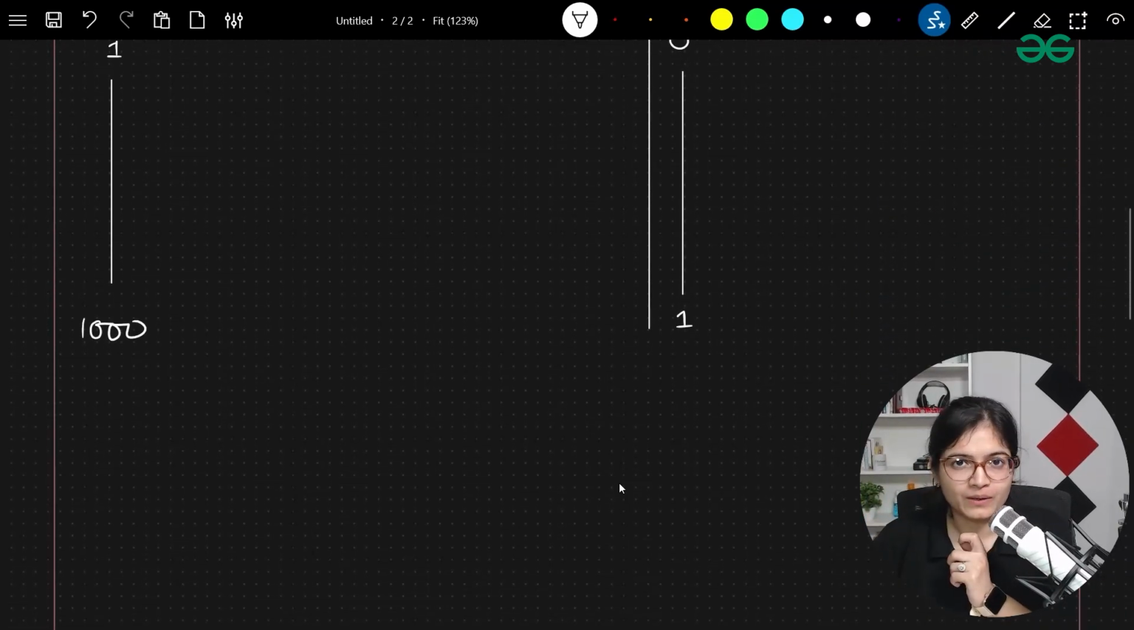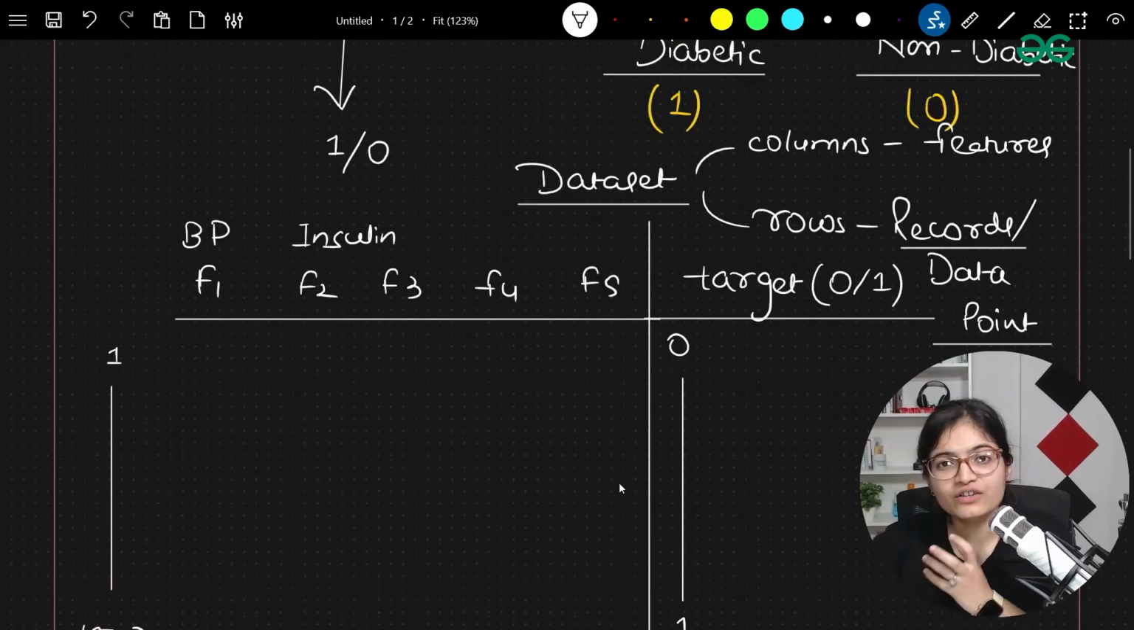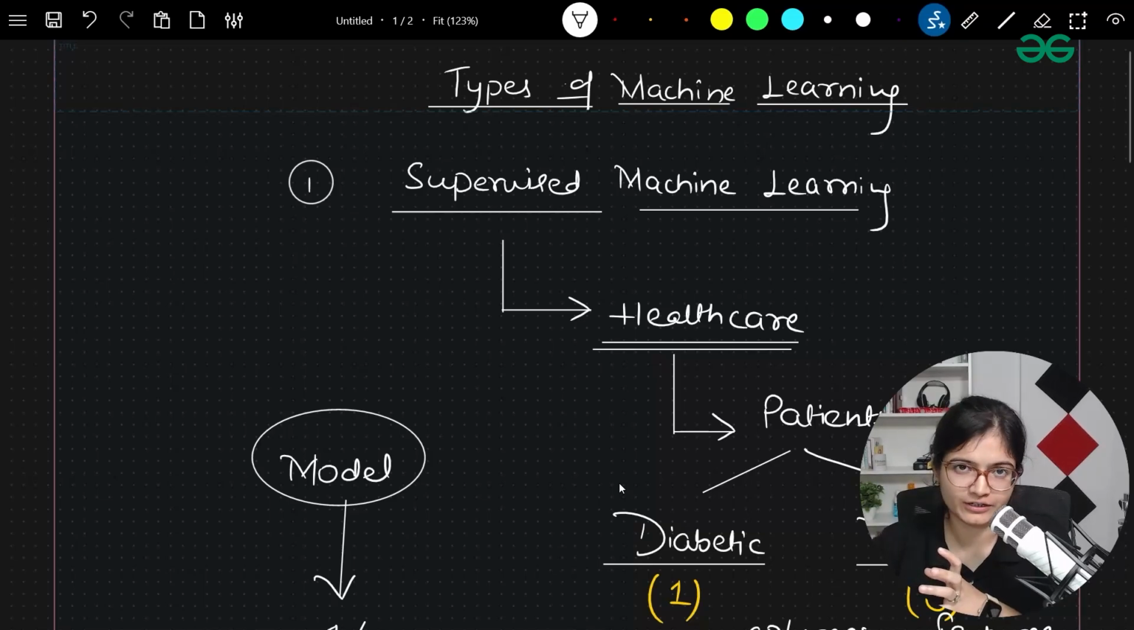This kind of problem, where for every record you have the target value, the label value, is something which we call supervised machine learning algorithms. Wherever you have data with a target value available, to train that kind of data you will always use supervised machine learning algorithms. So what is the meaning of supervised machine learning?